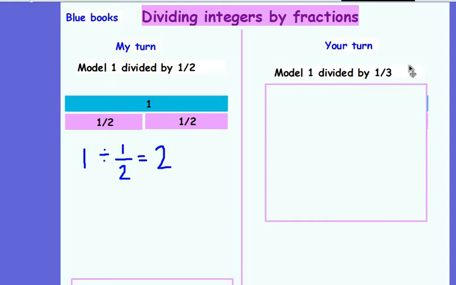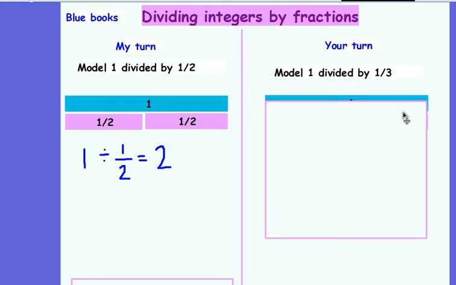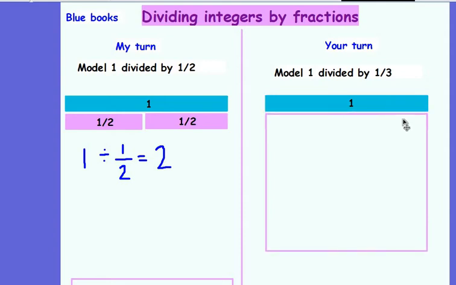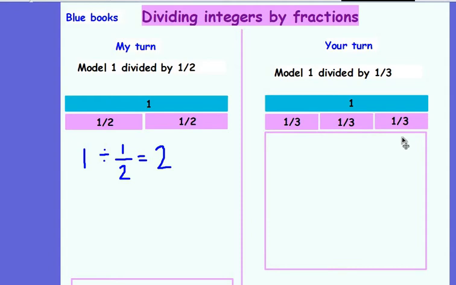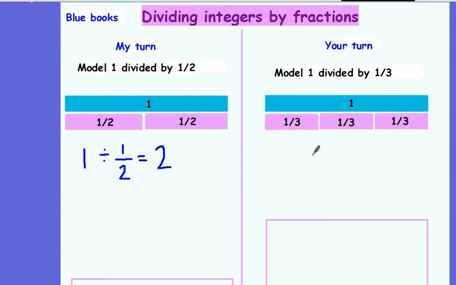Okay, hopefully your model will look like this. Here's 1. I want to find out how many thirds go into 1, and there's 1, 2, 3 of them. So I know that 1 divided by a third is going to give me 1, 2, 3.